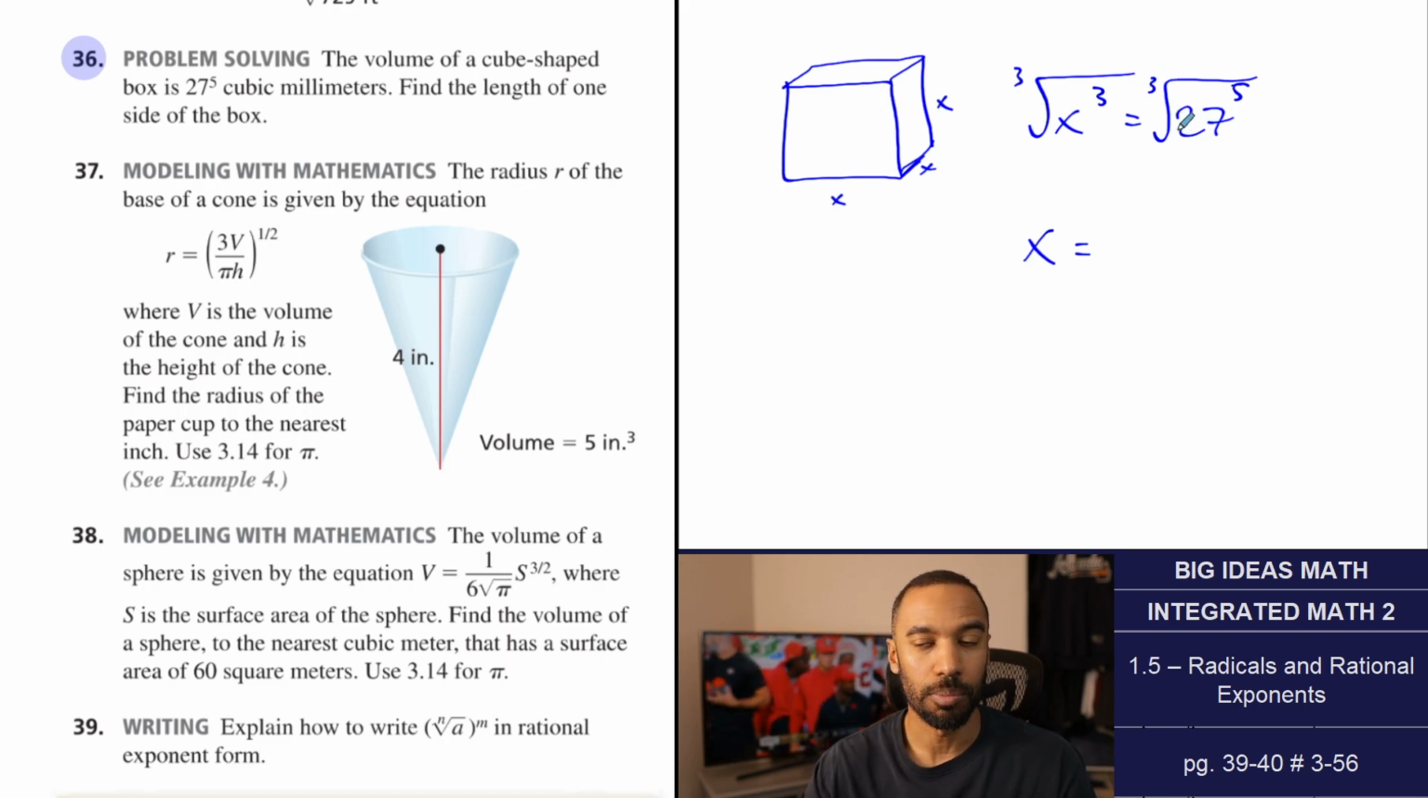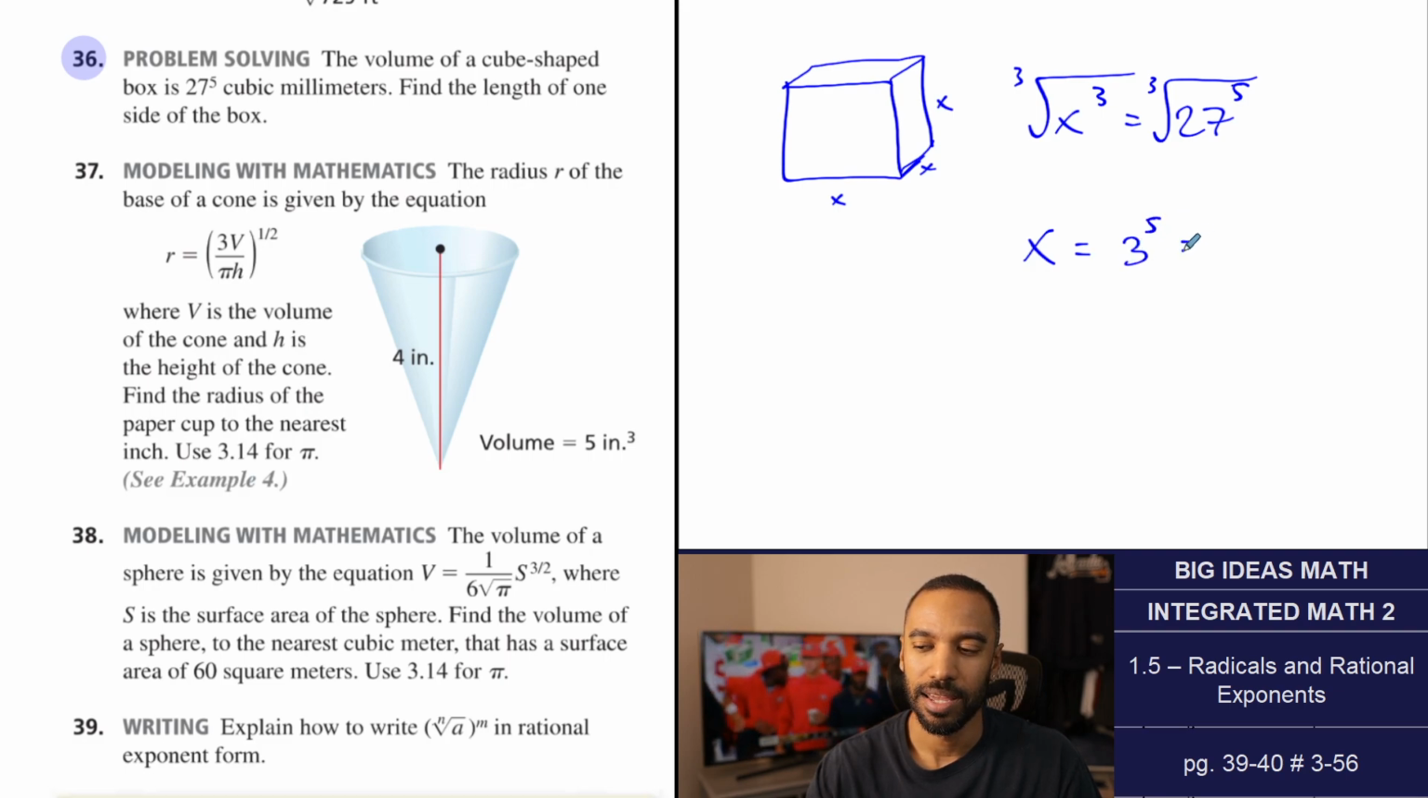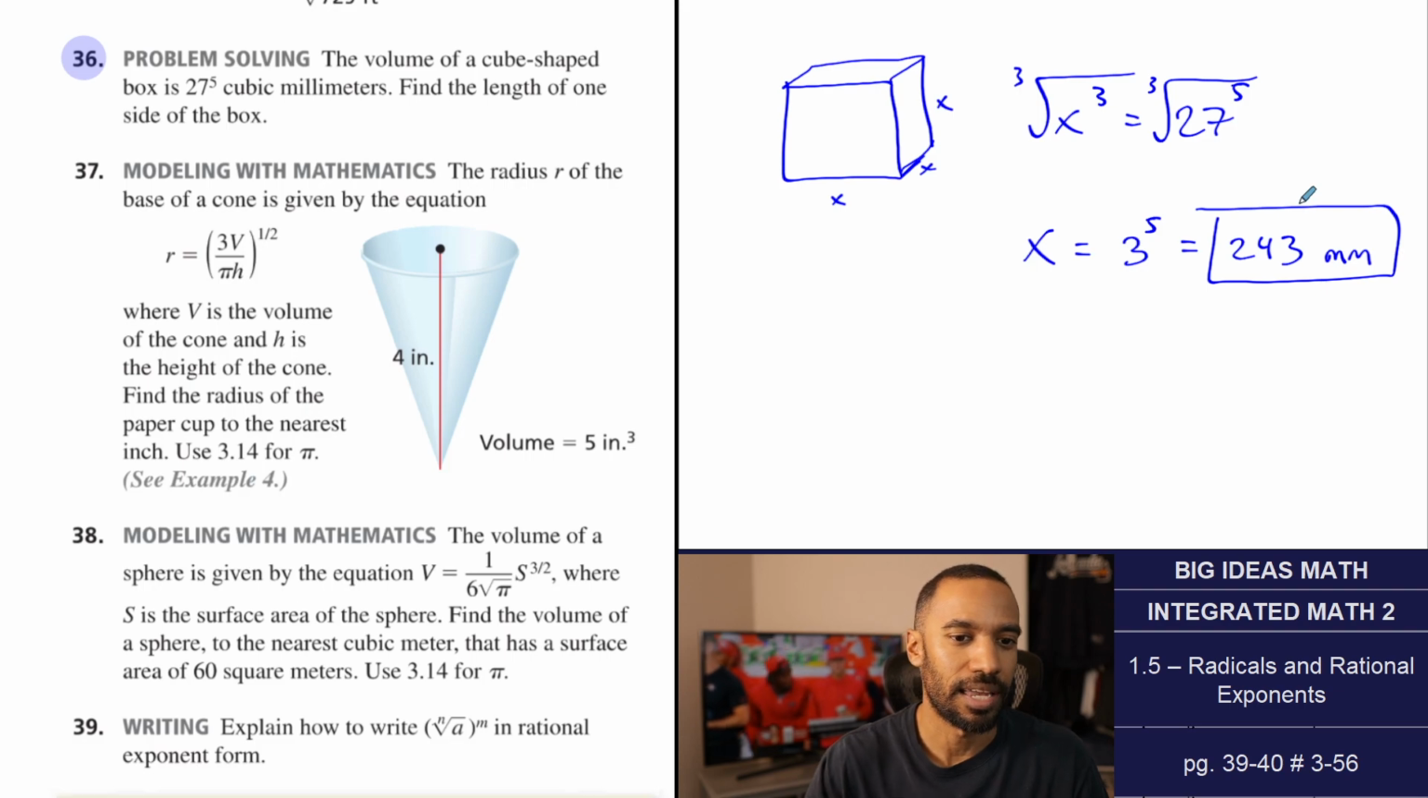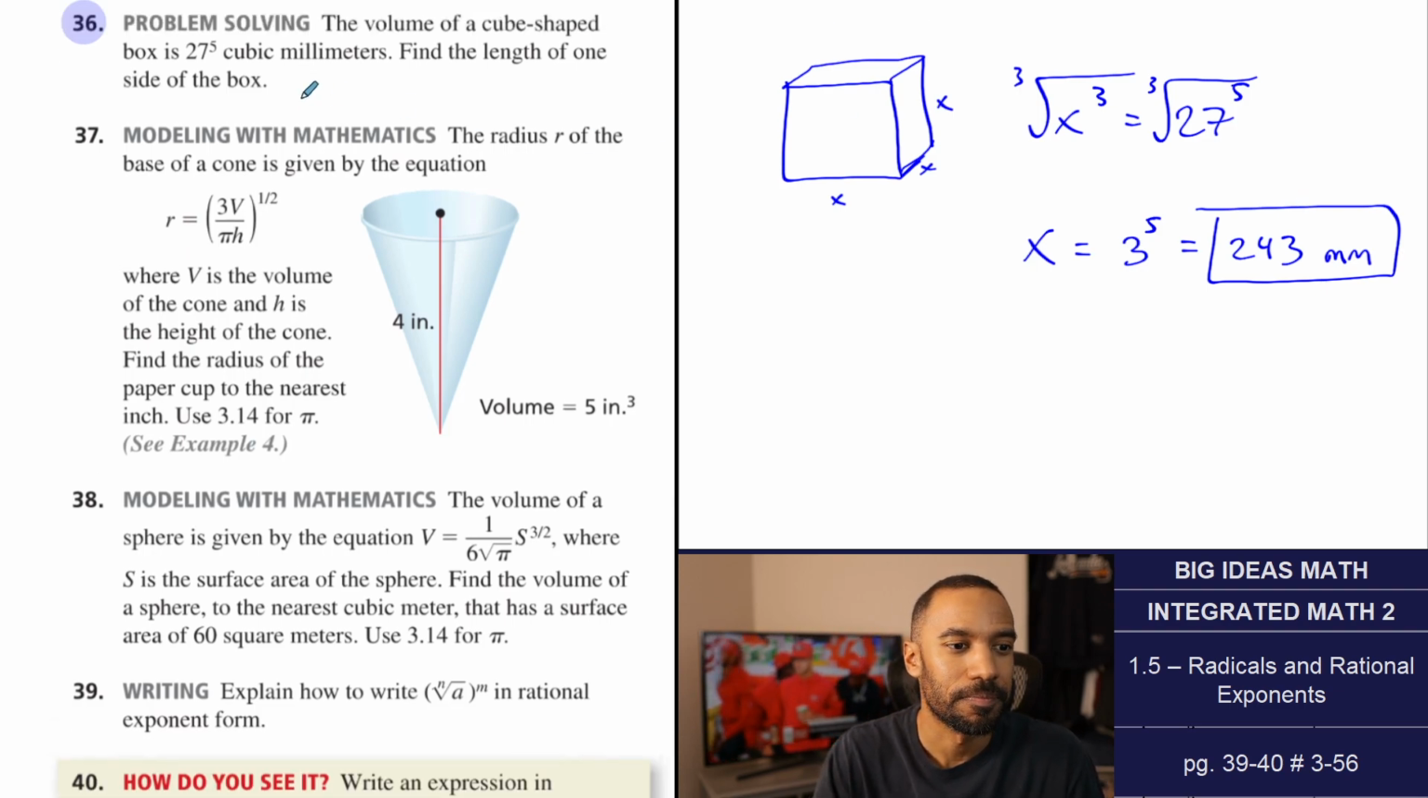Remember, you can do the cube root first and then to the 5th power after, and I will. Cube root of 27 is 3. 3 to the 5th is 243. And this is in millimeters. That's the length of each side of the box, or an edge.